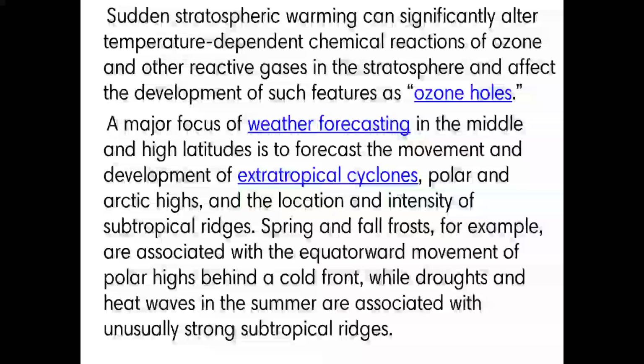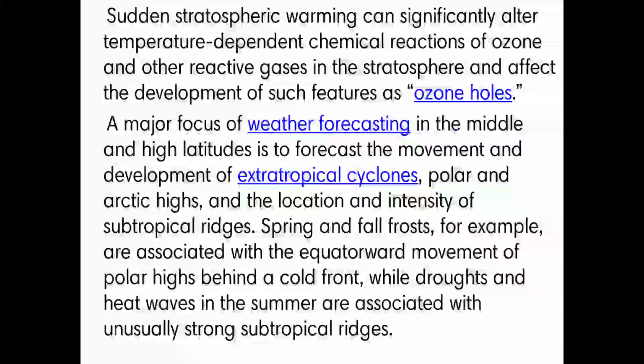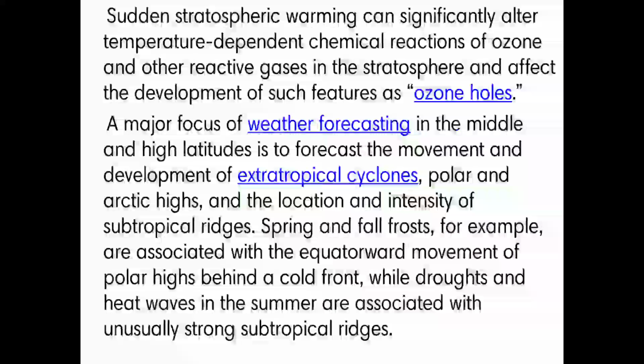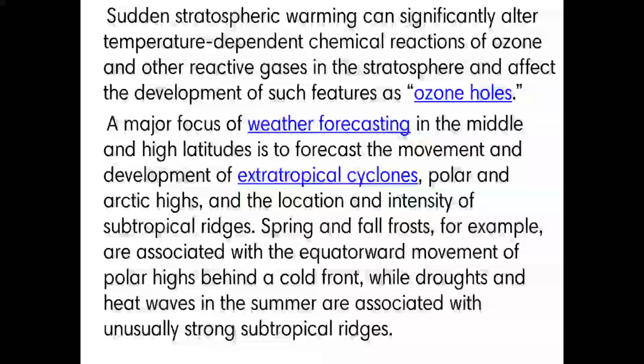A major focus of weather forecasting in the middle and high latitudes is the forecast of the movement and development of extratropical cyclones, polar and Arctic highs, and the location and intensity of subtropical ridges. Spring and fall frosts, for example, are associated with the equatorward movement of a polar high behind a cold front, while droughts and heat waves in the summer are associated with unusually strong subtropical ridges.